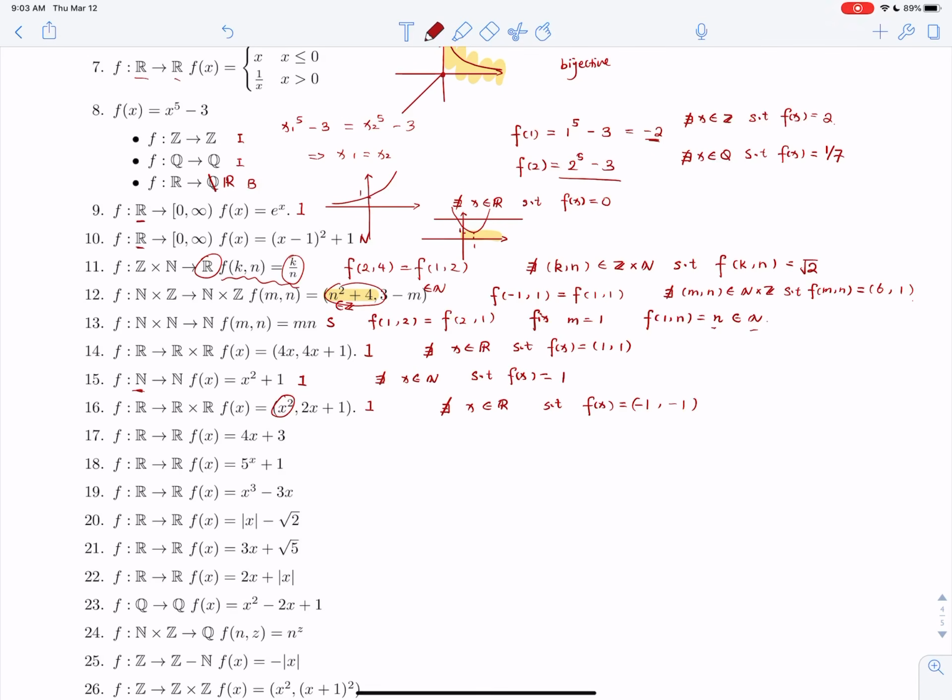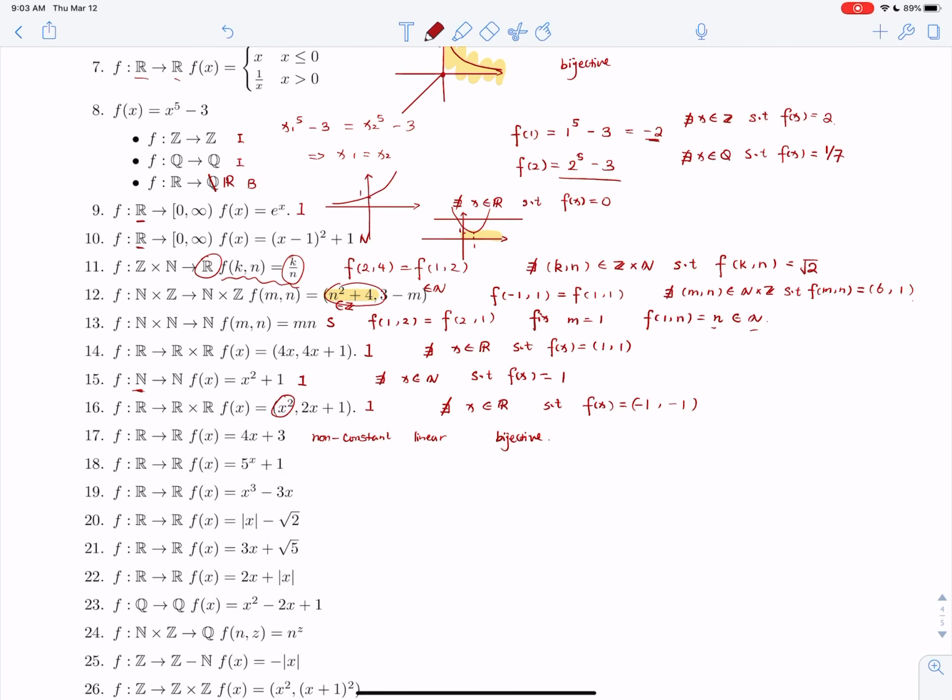Number 17, it's a non-constant linear function. Okay, so it's bijective. It's a straight line, so everyone should know it's bijective.